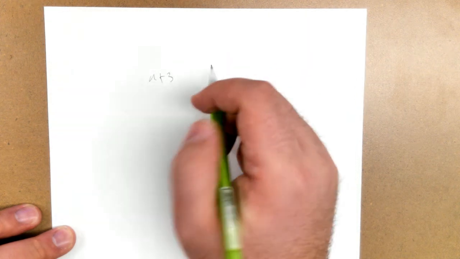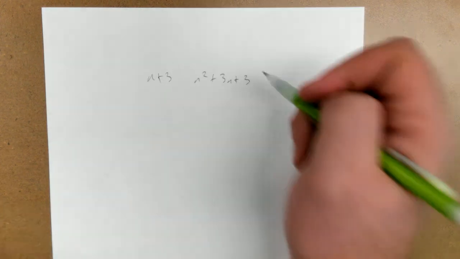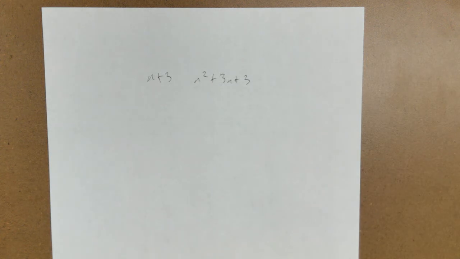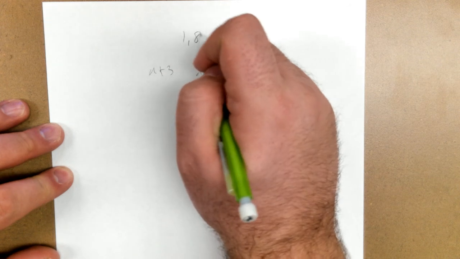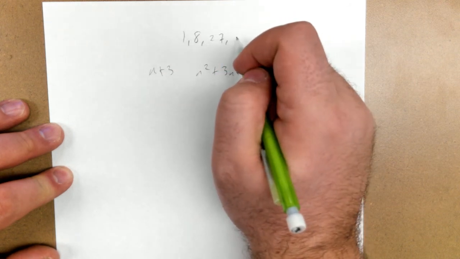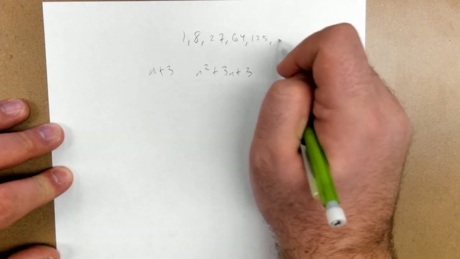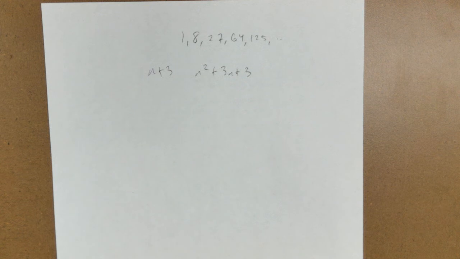So show that for no positive integer n can both n plus 3 and n squared plus 3n plus 3 be perfect cubes. And what I mean by perfect cube is that it's an integer cubed. So 1, 8, 27, what's the next one? 4 cubed is 64, 125. Those are the perfect cubes. Okay? And you can see they grow farther and farther apart.